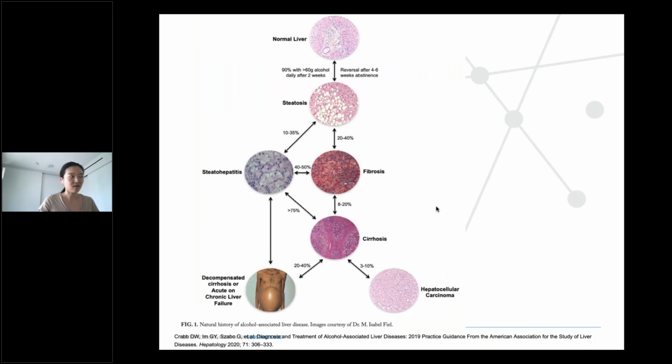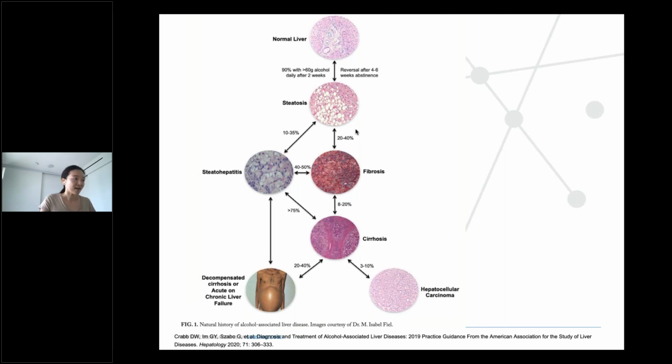The natural history of alcohol-associated liver disease goes through several stages. It begins with a normal liver, but with ongoing alcohol consumption, especially heavy alcohol consumption, we begin to have hepatic steatosis, alcohol-associated fatty liver. This can be seen in 90% of those who are heavy drinkers, and it can happen as quickly as in 2 weeks, but it does rapidly resolve with 4 to 6 weeks of abstinence.